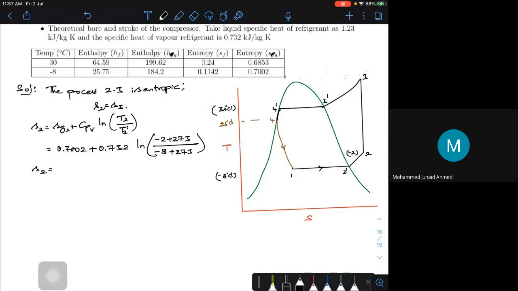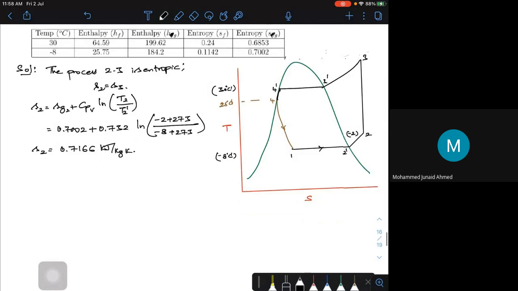S2 is equal to 0.732 into ln of 271 divided by 265 plus 0.7002. It is actually 0.7166 kilojoules per kg degree Kelvin.